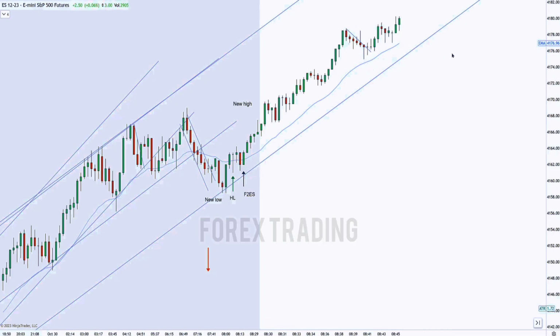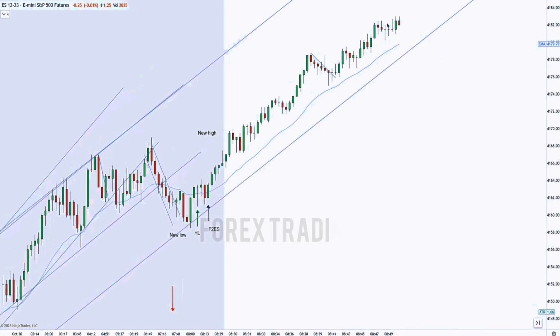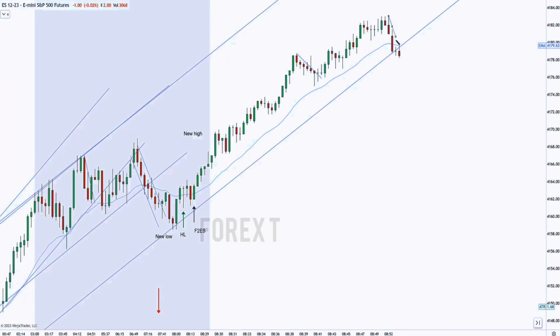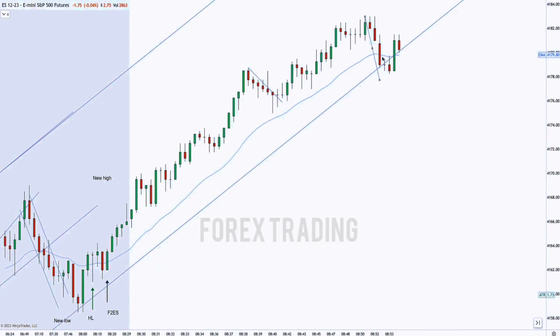I cannot just buy randomly far from the EMA like this, because 8 or 9 times out of 10 it's going to reverse, pull back. Let's see what's going to happen. But you can see we're far from the EMA, so the market doesn't allow me to enter, so that's okay. I'm being patient, I'm not jumping the gun.